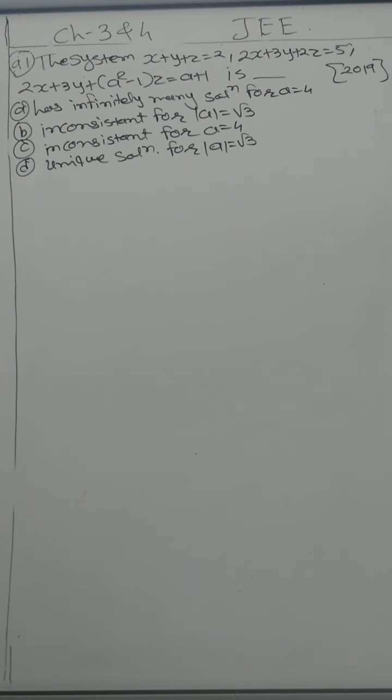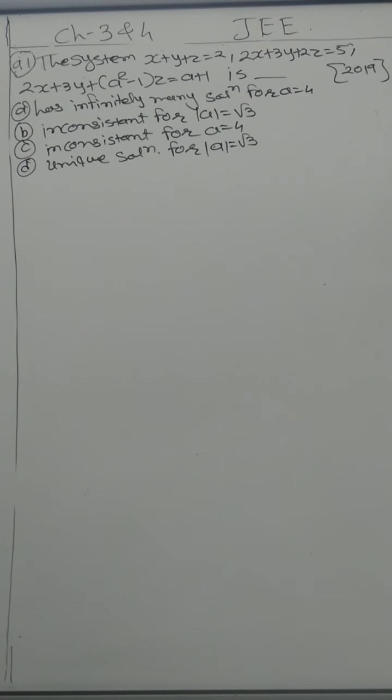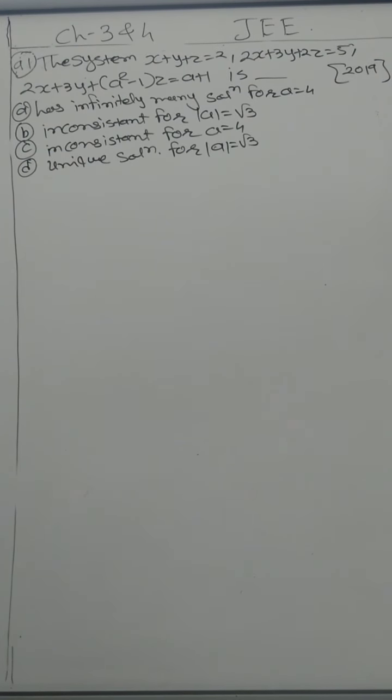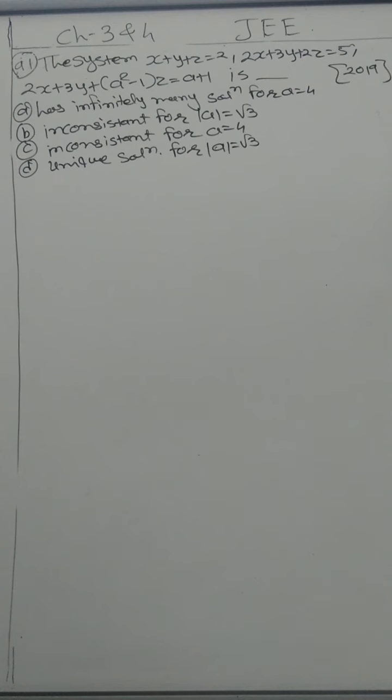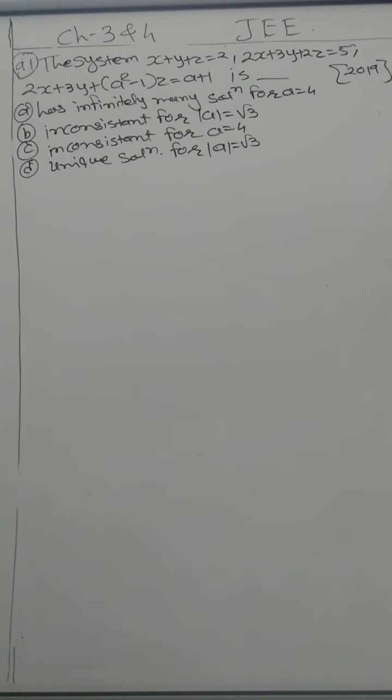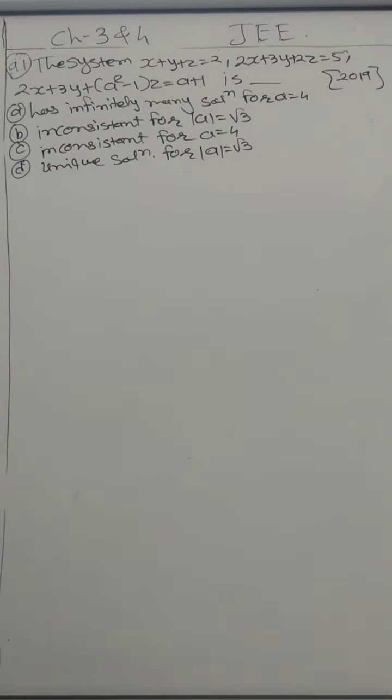Okay, 91. The system x plus y plus z equal to 2, 2x plus 3y plus 2z equal to 5, 2x plus 3y plus (a square minus 1)z equal to a plus 1 is dash. 2019 question is there. Options: has infinitely many solutions for a equal to 4; inconsistent for determinant of modulus of a is root 3; inconsistent for a equal to 4; unique solution for determinant of a is equal to root 3.